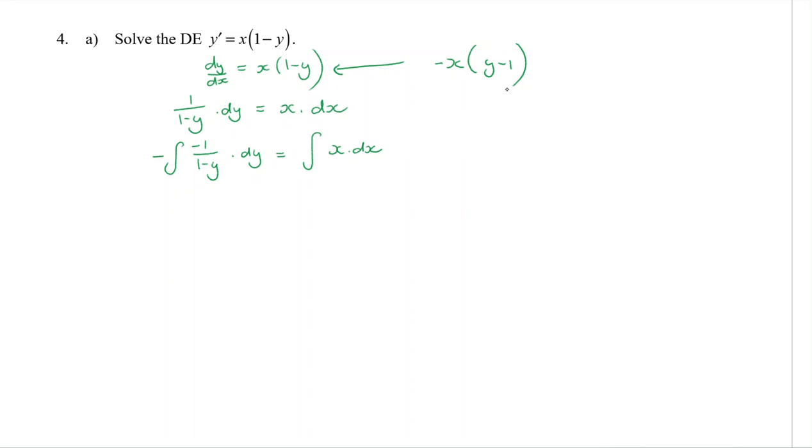When I integrate, I get negative out the front, and it becomes log of the absolute value of 1 take away y. Okay, that is equal to, integrate the x, and we get x squared over 2 plus our c.